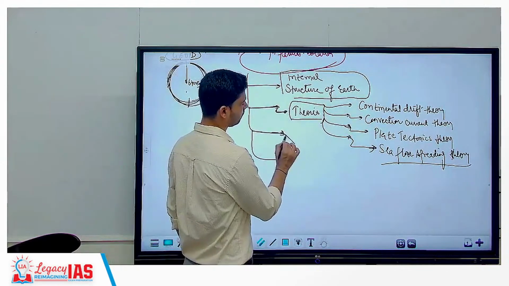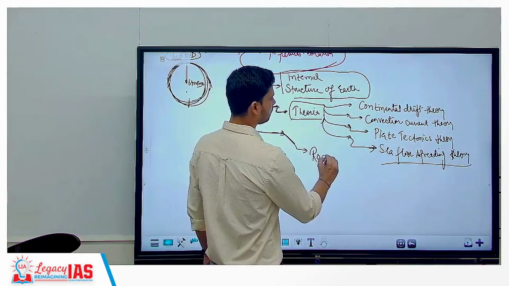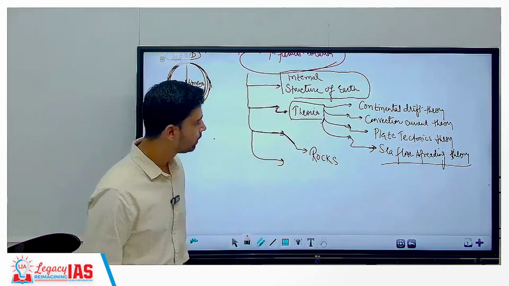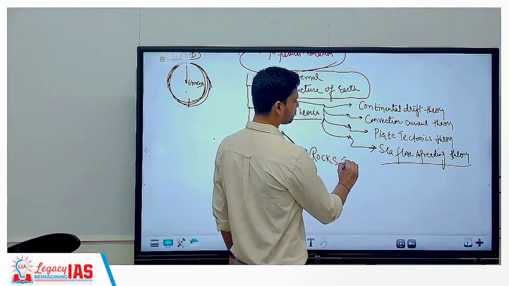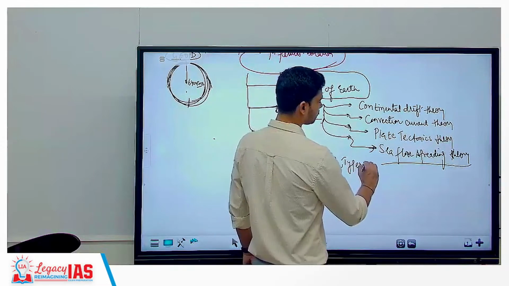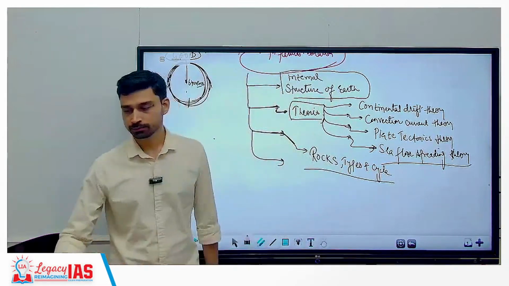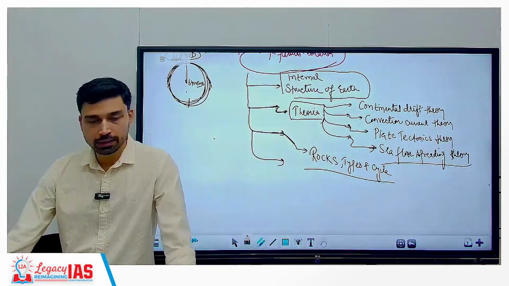And then we have discussed about the upper surface. Upper surface is basically made up of what? Rocks, different types of rocks. What are different types of rocks? The rocks, the types, and the cycle. Three things: rocks, their types, and their cycle.